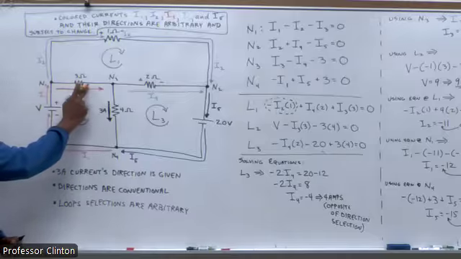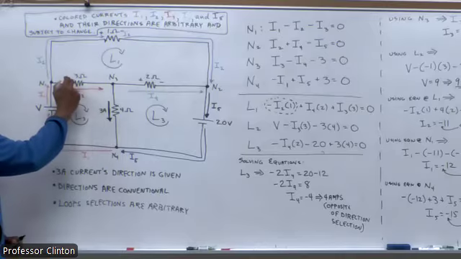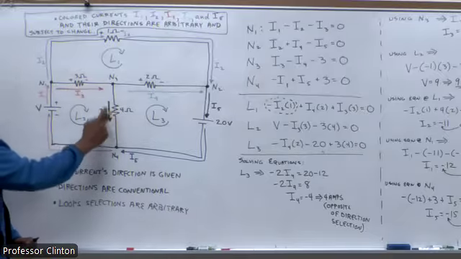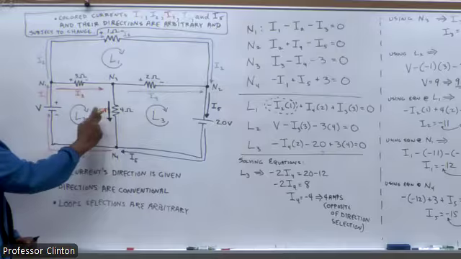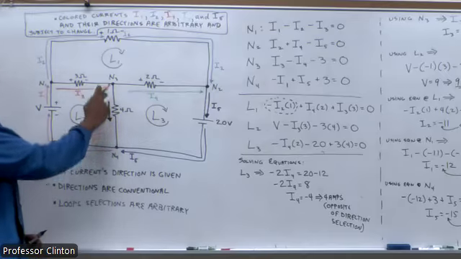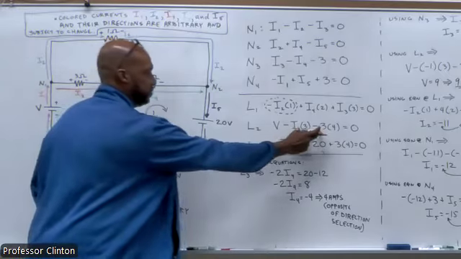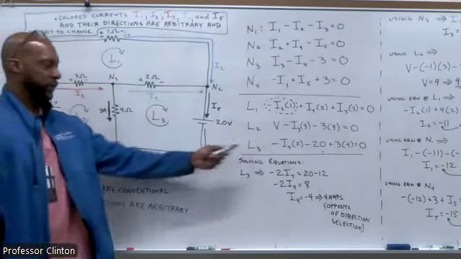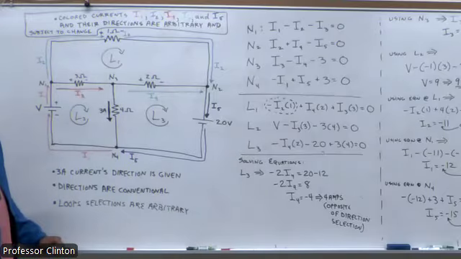We're going in the direction of the current, so there's going to be a decrease. So it's going to go from positive to negative. We're coming across here. These were given. And so in this case, going with the current across the resistor, there's going to be a decrease as such. So you do the same thing for L3, we'll get that equation.